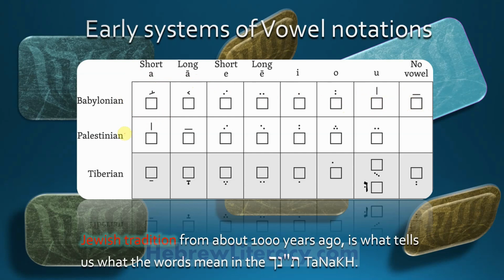And if there's no vowel, they'd put this on top of the letter. This was the Palestinian system, it's called, not meaning Palestinians, which is not a people group. This means Jews living in quote-unquote Palestine. And then there's the Tiberian system. The Tiberian system is what we use today.